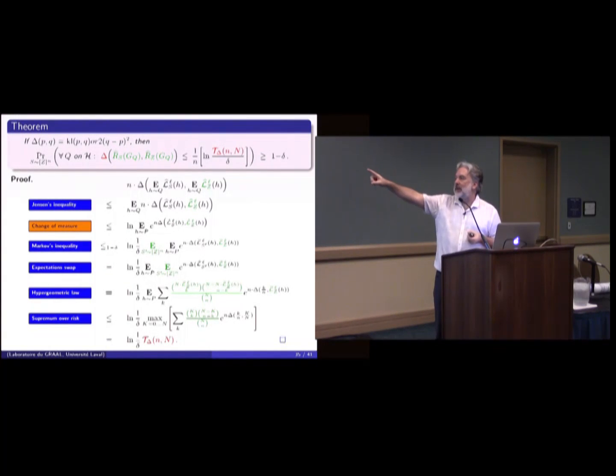Of course, why does this change of measure inequality work? It's not always true, basically. It's true when delta is equal to the small KL, and it's true also when you have the McAllester delta, so 2 times (Q minus P) squared. It's not true for the Catoni bound, for example. Delta has to have some kind of property, but for the two most important deltas, it works.